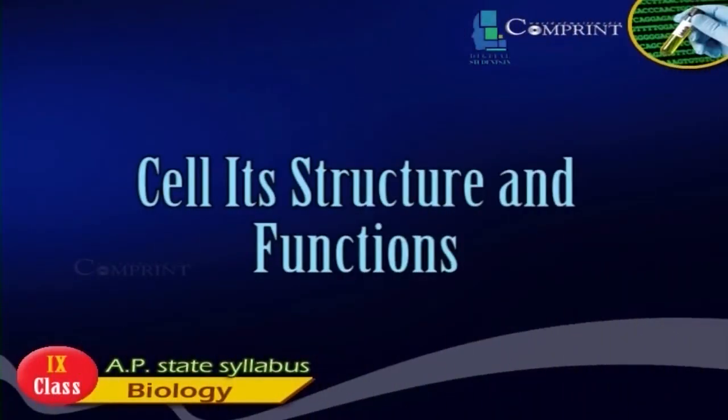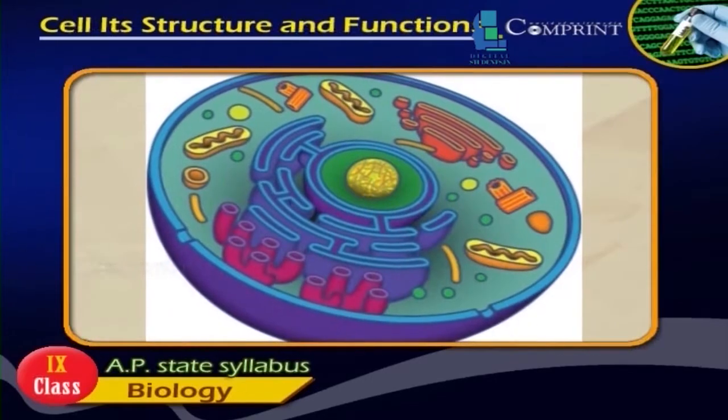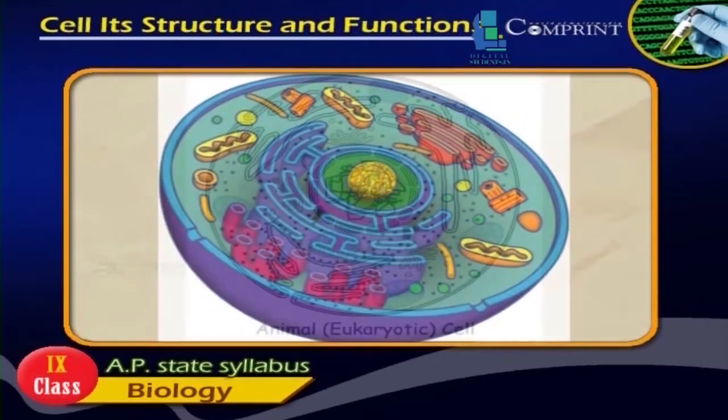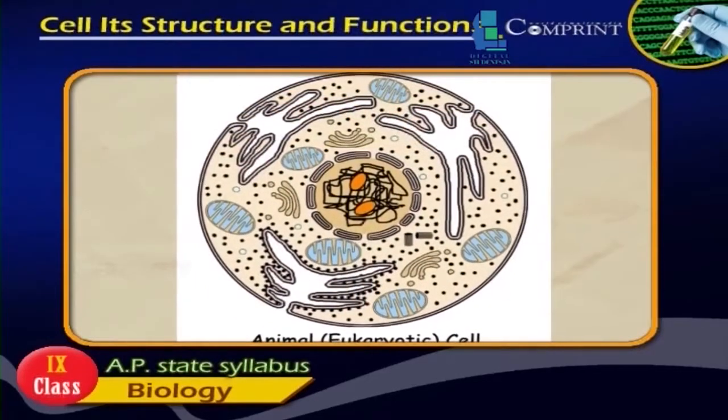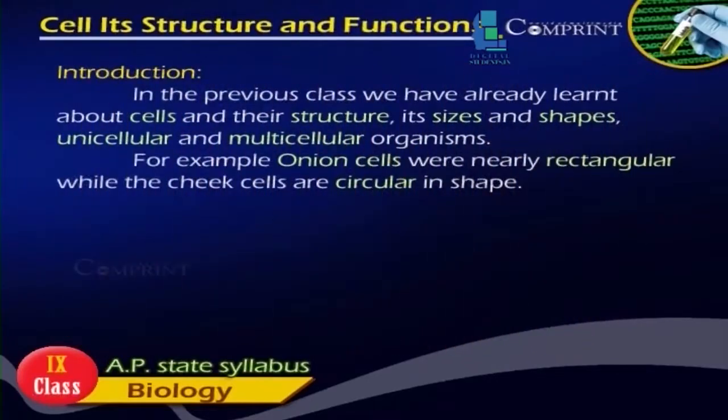Cell, its structure and functions. Introduction. In the previous class, we have already learned about cells and their structure, sizes and shapes, unicellular and multicellular organisms. For example, onion cells were nearly rectangular, while the cheek cells are circular in shape.